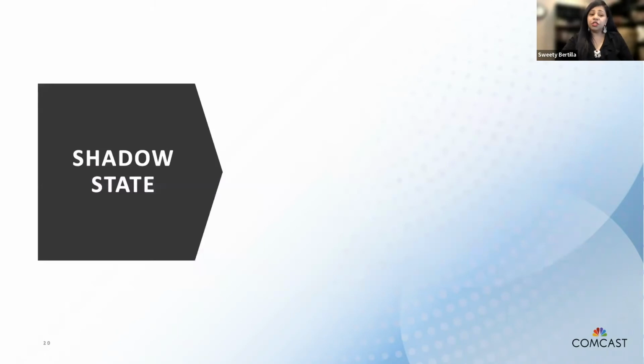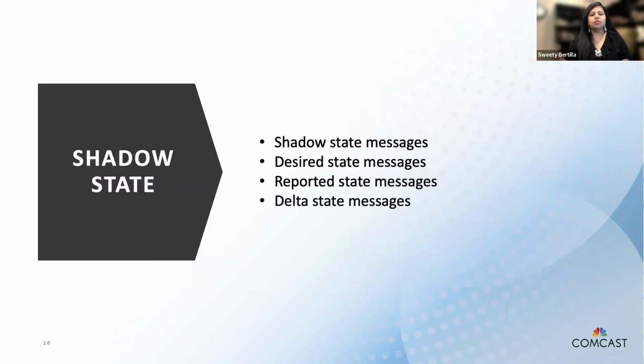Now, the other feature we are going to talk about is shadow states. What is shadow state? There are different types of shadow state messages. One is the desired state, one is the reported state, and one is the delta state. Let's deep dive into what these states are.